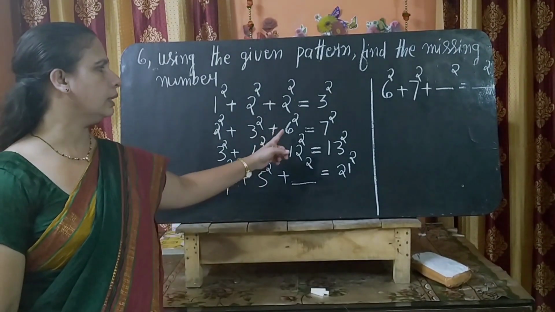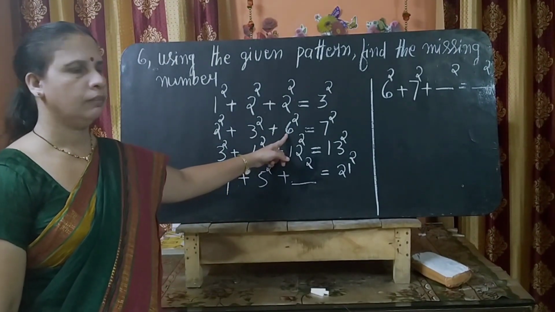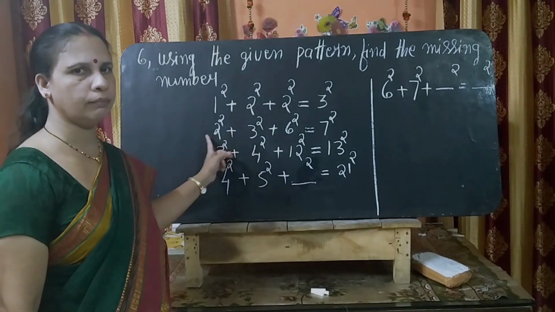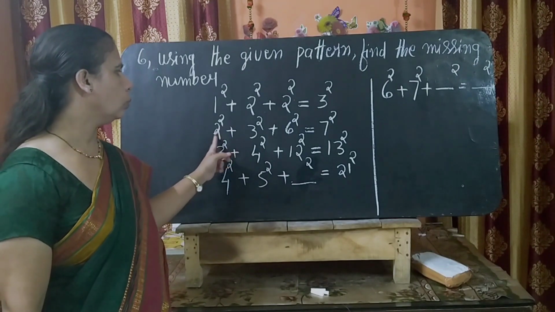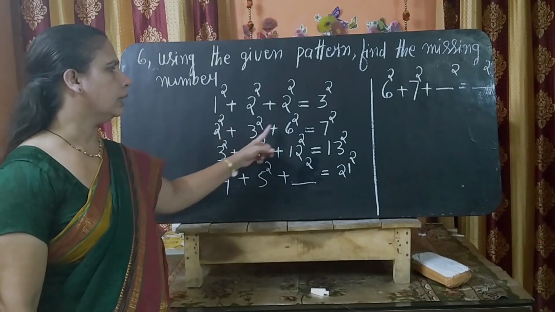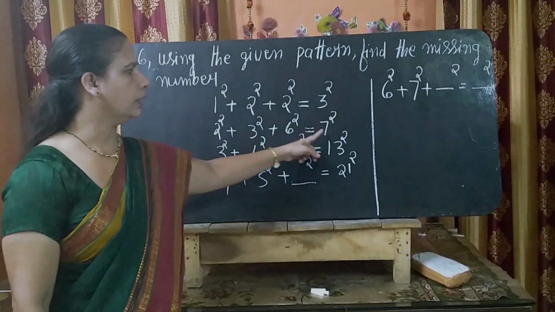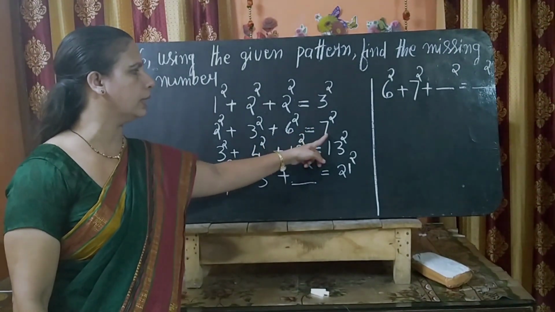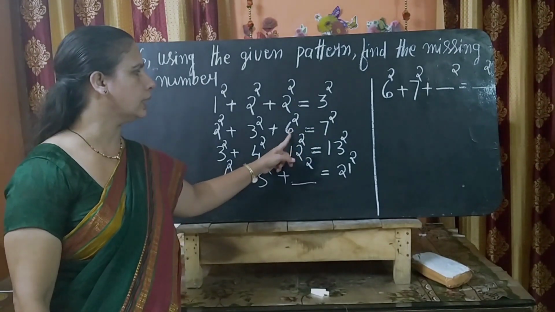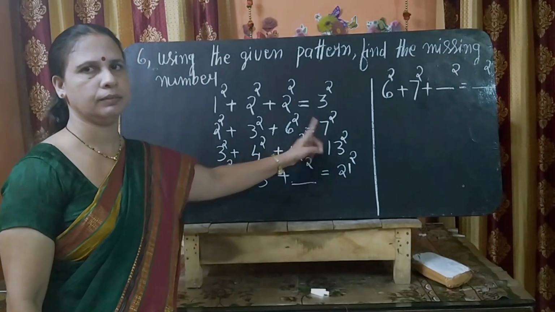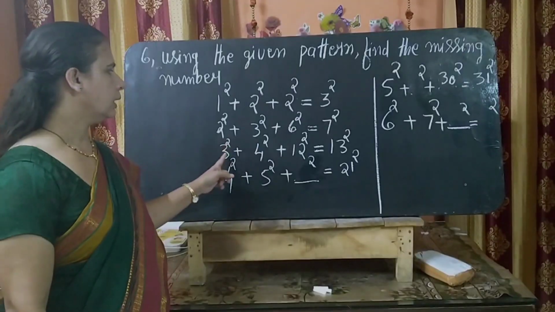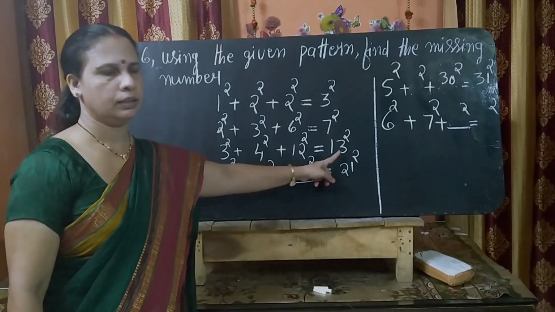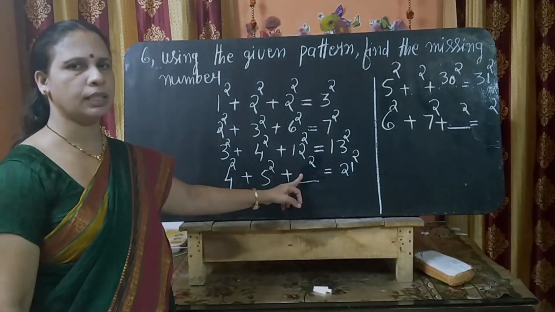Then how will you get this base 6? When we multiply these two bases, 2 and 3, 2 into 3 is 6. Then how will you get this 7? 6 plus 1, the base is 7. Similarly, 3 fours are 12. 12 plus 1 is 13.